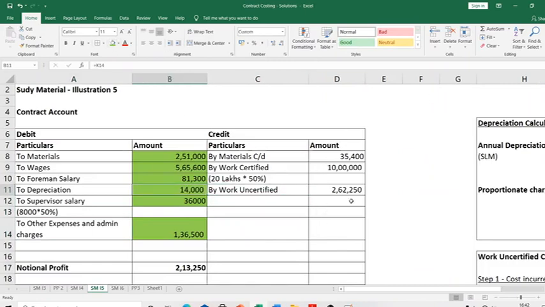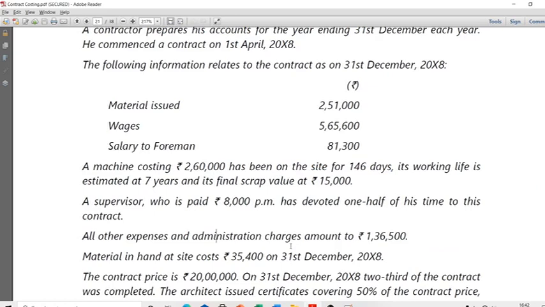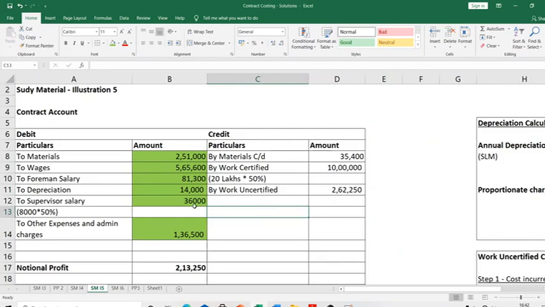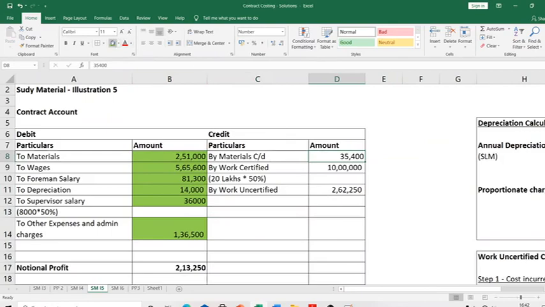Now, by materials carried down 35,400. Why are we doing this? Because on the last day of this year, when I'm closing the books and I'm preparing the contract account, I find that still materials of so much is there. That means I've not used it. Whatever I've not used, why should I recognize the cost? That 35,400 is actually a part of 2,51,000. So let me remove this here. So this is why I have this credit here.